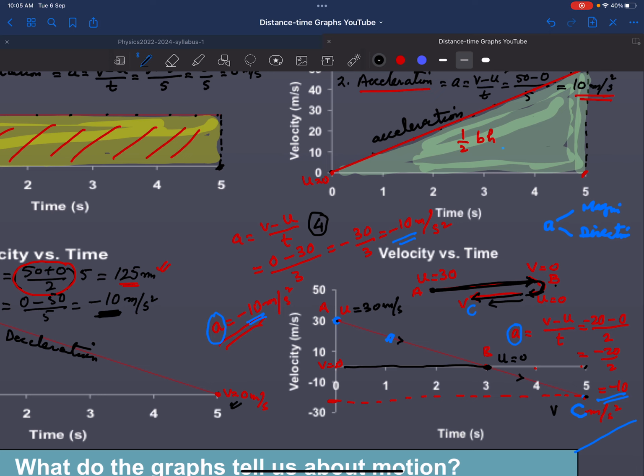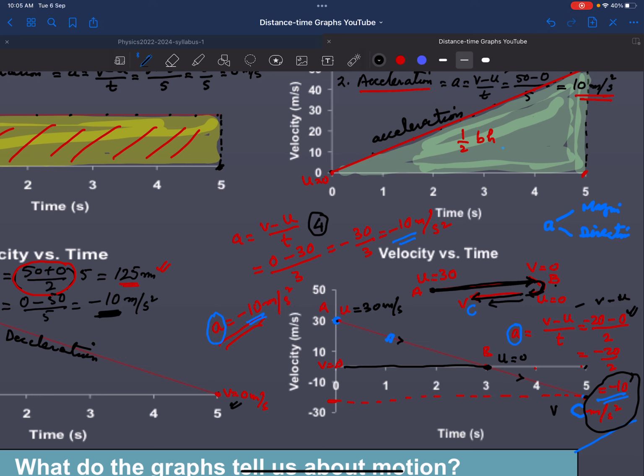So this is very, very important. Here we have the situation that a is equal to (v minus u) divided by t. So minus 20 you have here, and of course the initial velocity is 0, so v minus u. Initial velocity is 0, final velocity is minus 20. So here you are getting minus 10 meter per second square.